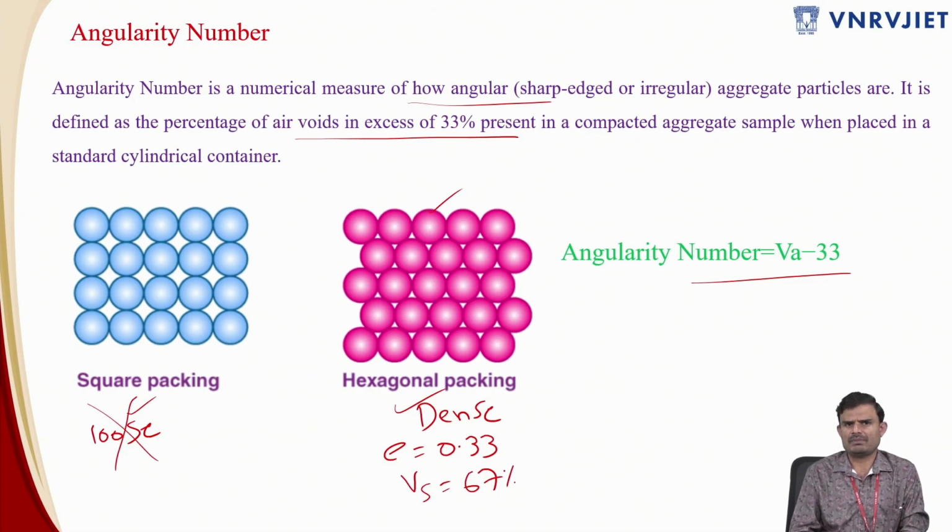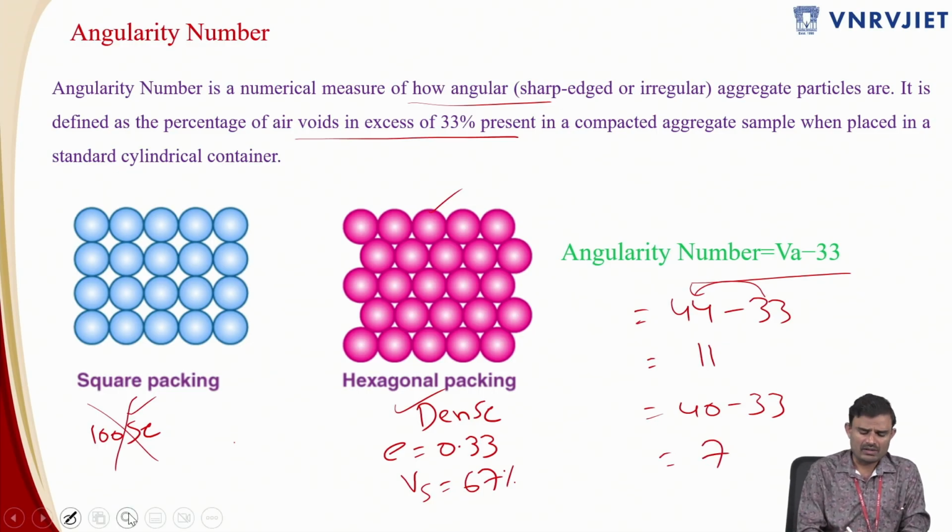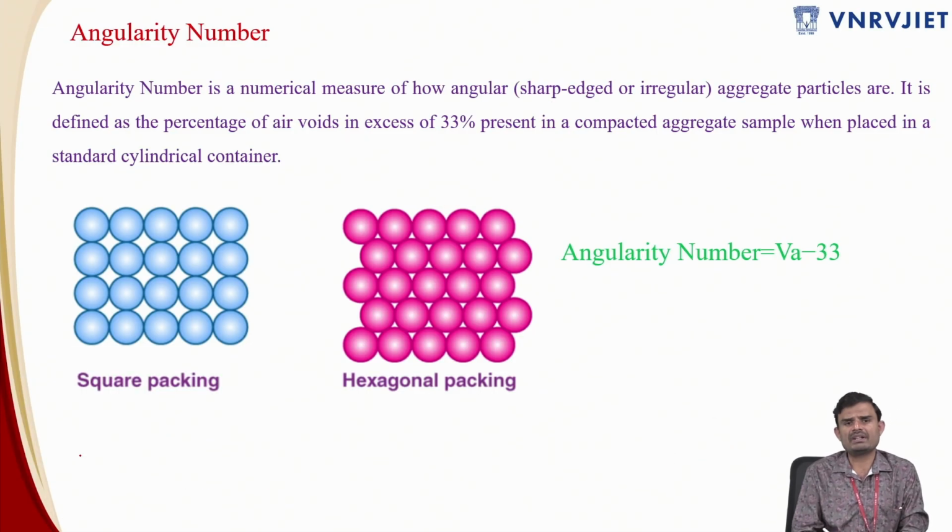After introducing the aggregate particles in the same container, you again have to compact, not too much compaction, and fill up to the brim of the jar provided in your laboratory. Then you have to measure the air voids. Once you get the air voids, you have to separate. For example, if my air voids are 44, then 44 minus 33, the air voids in excess of 33. So how much is in excess? That is 11. If it is 40 minus 33, it will be 7. So this is how you estimate the angularity number.